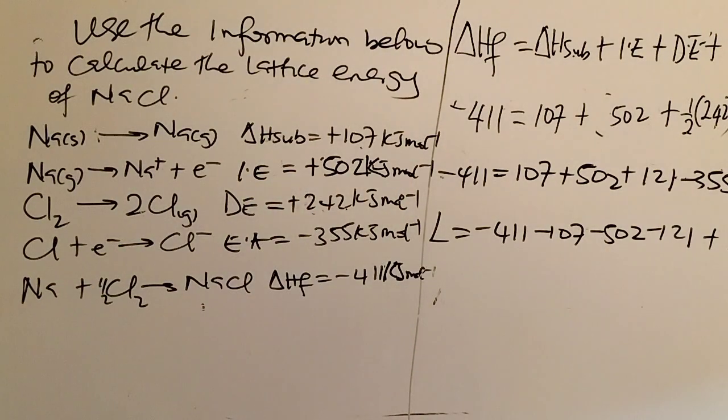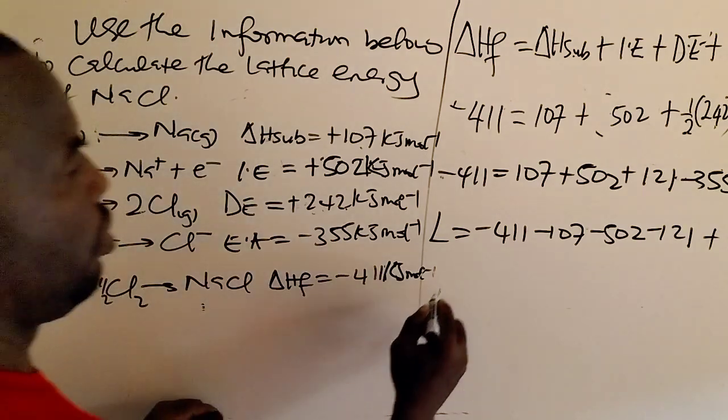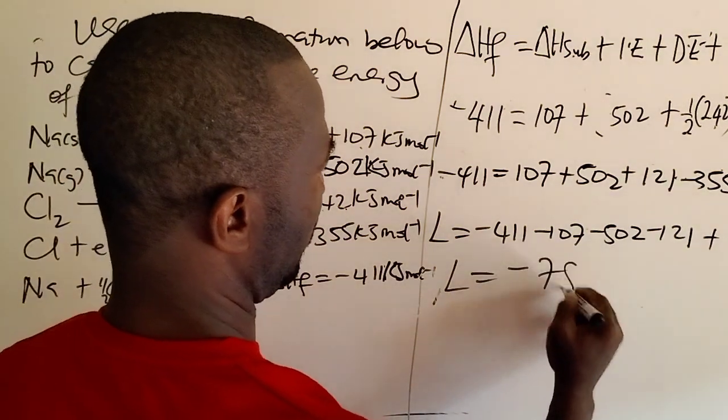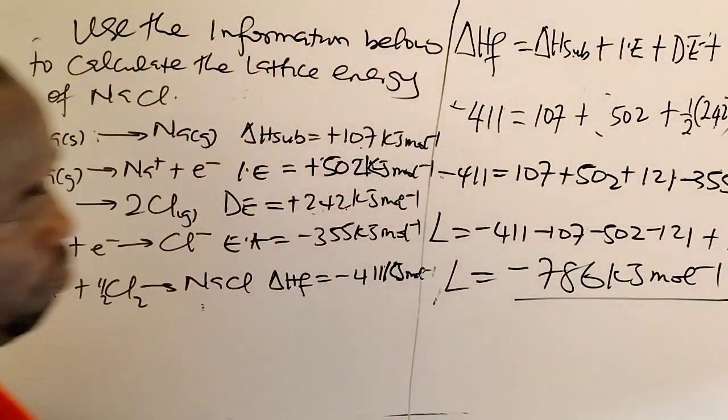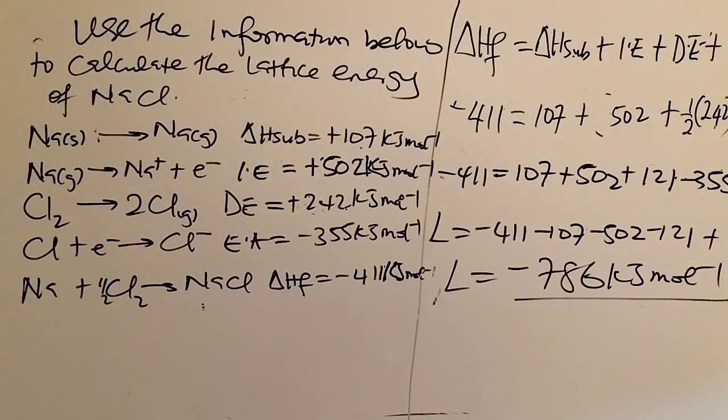So minus 411 minus 107 minus 502 minus 121 plus 355 will give us negative 786. So minus 786 kilojoule per mole. So this is the lattice energy of sodium chloride produced. So that is it. We'll take another example.